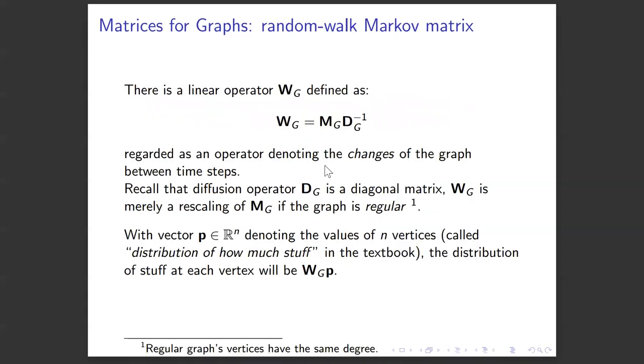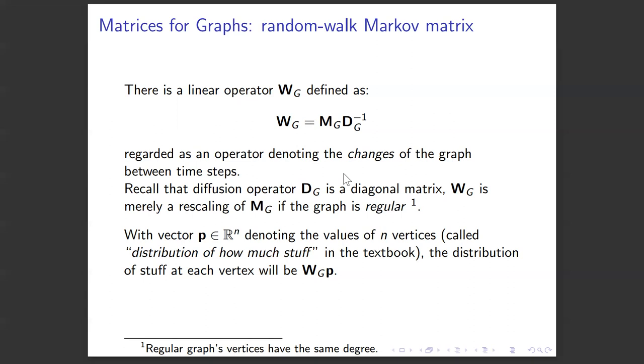Then we will introduce the first very important matrix, called the random walk Markov matrix. The random walk Markov matrix is a linear operator. Beyond the adjacency matrix, it has this degree matrix, or we can say this is a diffusion operator. What does this mean? It means that if I have three neighbors, then in the next step, when I jump to another neighboring node, the probability will be 1/3. That's the understanding of this kind of matrix. It's more like a normalization on the out degree. In that way, we will have this property.